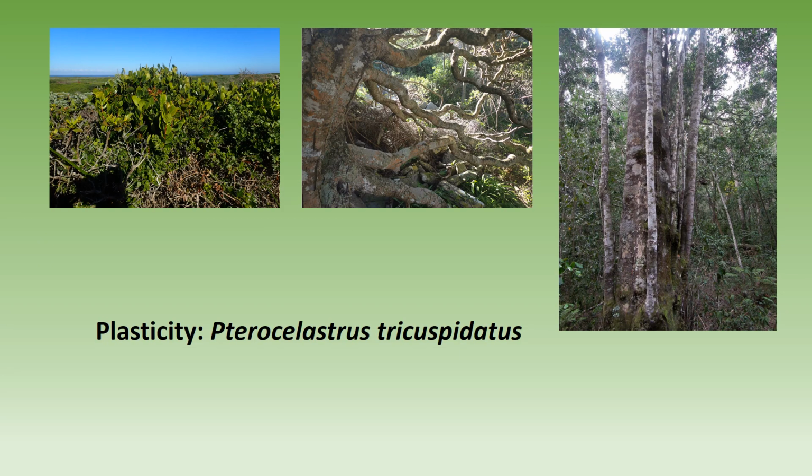Another example of plasticity is the Kershout, Pterocelastrus tricuspidatus. In the first slide, we see it growing as a hedge plant. The second slide, we see it as a lateral spreader. This is an interesting site on the Tsitsikamma coast, which has probably been protected from fire forever, but too dry for the plant to adopt a vertical architecture.